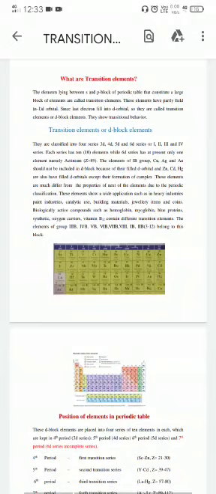They are classified into four series: 3d, 4d, 5d, and 6d, or 1st, 2nd, 3rd, and 4th series. Each series has 10 elements, while the 6d series presently has only one element, namely actinium, Z equals 89.